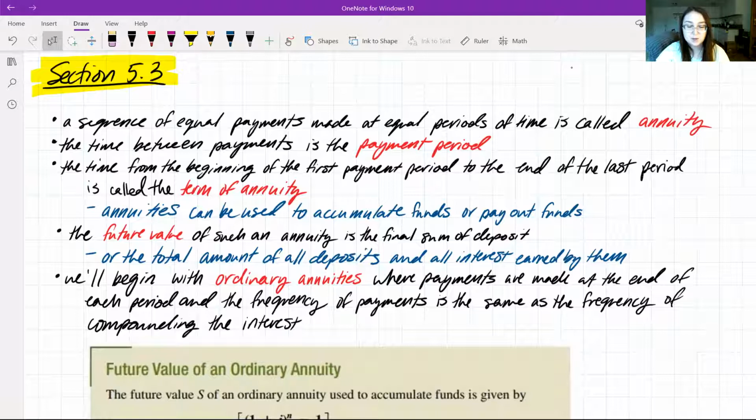Annuities can also be used to accumulate funds or pay out funds. So this is that idea of an annuity being like an account of some sort, and either you're accumulating funds in your account or you're paying them out.